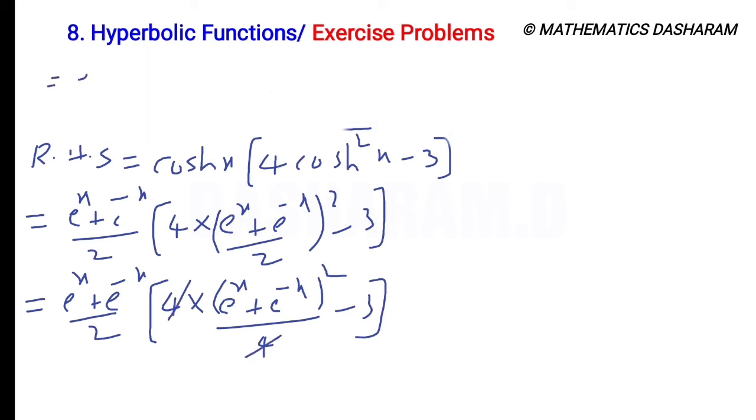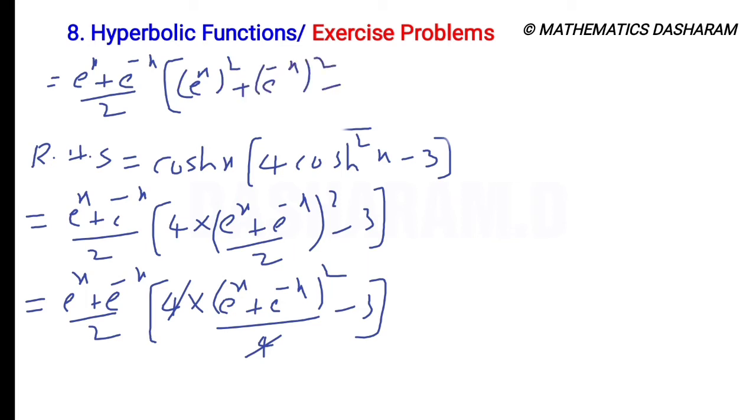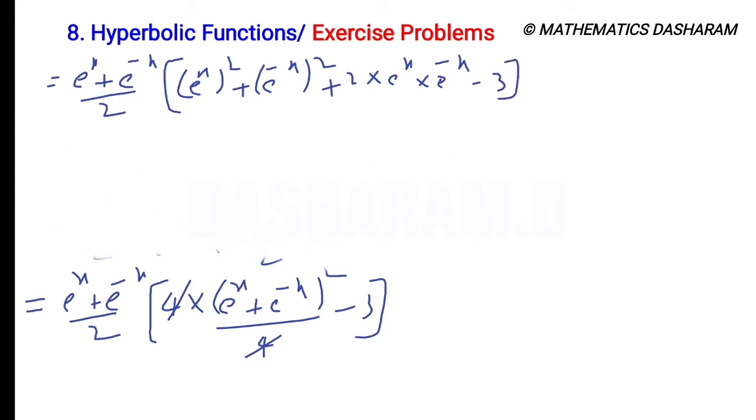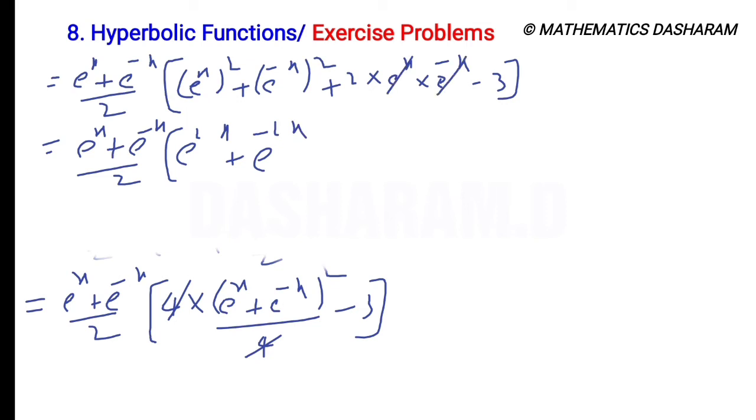So then it is equal to (e^x + e^(-x)) divided by 2 into, so here apply the (a + b) whole square formula: (e^x) squared plus (e^(-x)) squared plus 2 into e^x into e^(-x), so minus 3. So then it is equal to (e^x + e^(-x)) divided by 2 into e^(2x) plus e^(-2x), here both are cancelled, 2 minus 3.